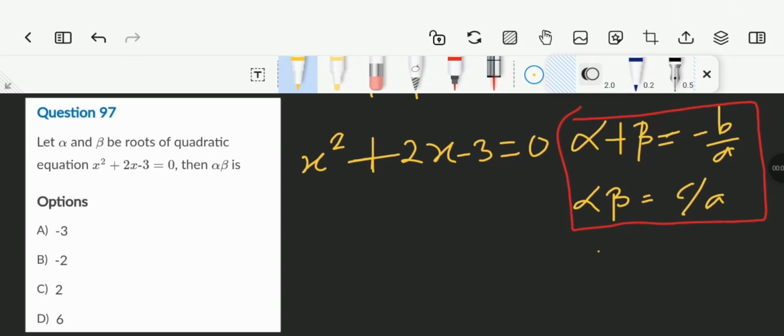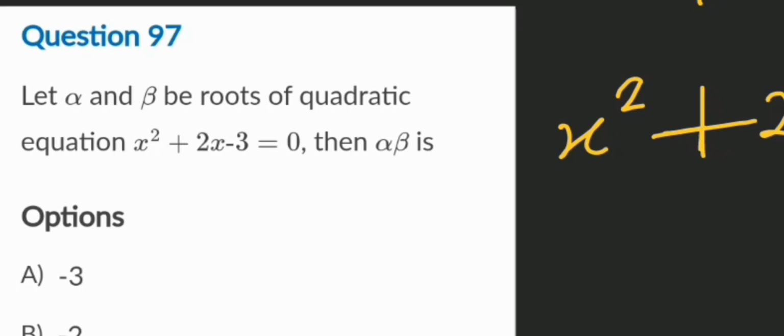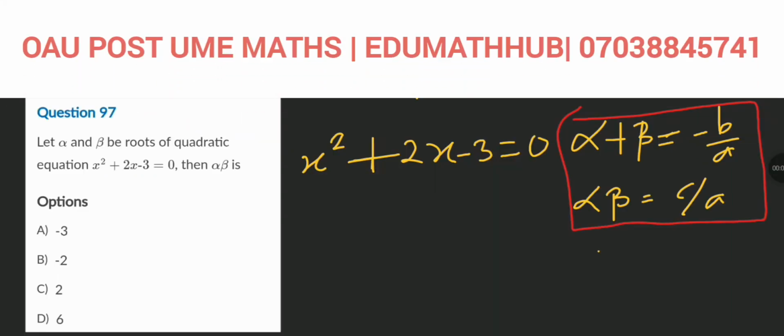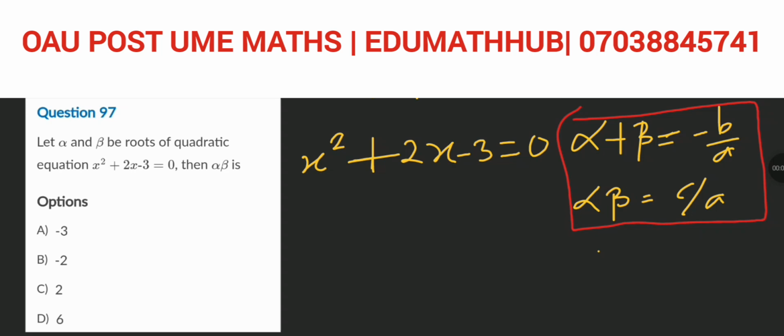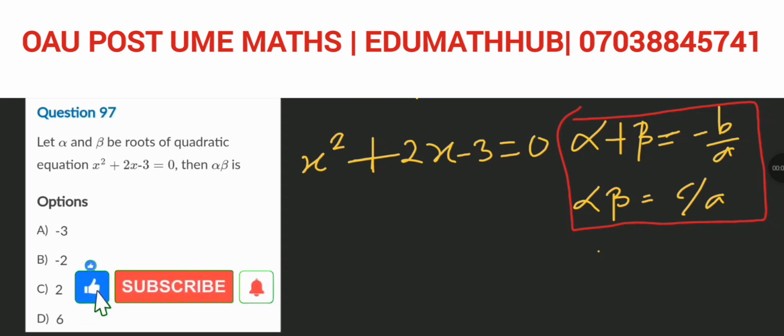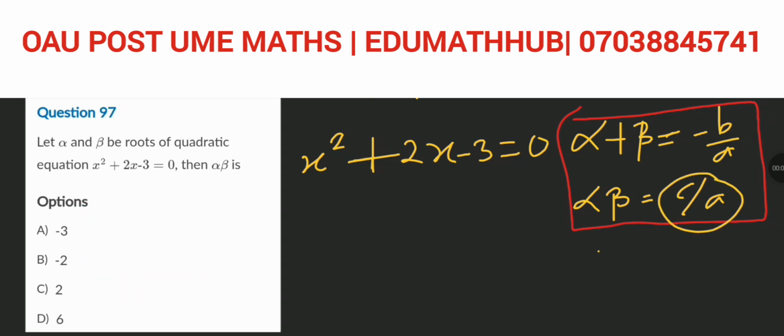Now for the third question, let alpha and beta be the roots of the quadratic equation x squared plus 2x minus 3 equals 0. We have to find alpha beta. What is alpha beta? So alpha and beta are the roots of the quadratic equation. So you can remember from the basics that alpha plus beta is minus b over a, and alpha beta is c over a. So what we want in this case is just alpha beta.